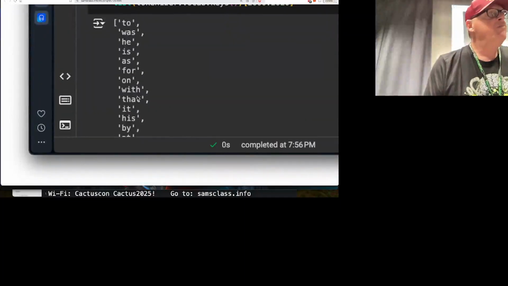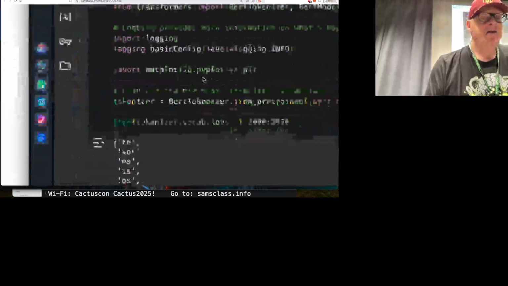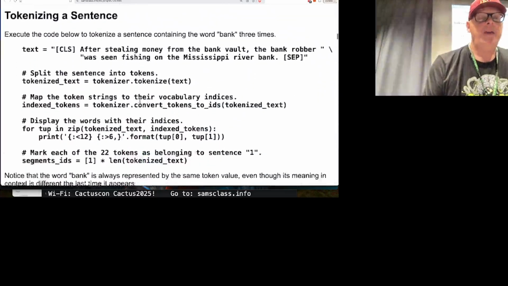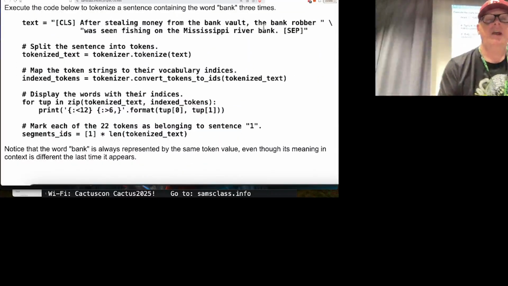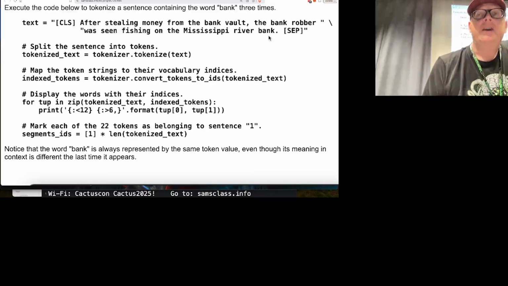So I have some words here. BERT has a vocabulary of like 20 or 30,000 words, and that's it. And you can just look at them. Here they are: to, was, he, is, as. So those are all the words it knows, and it has been trained to embed them. So we can take this. Here's a couple sentences, or I guess one sentence. After stealing money from the bank vault, the bank robber was seen fishing on the Mississippi River bank.